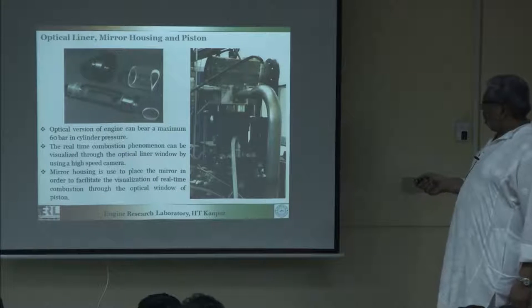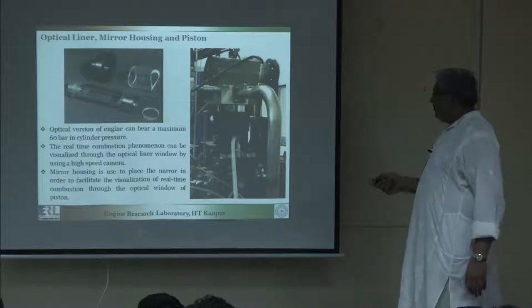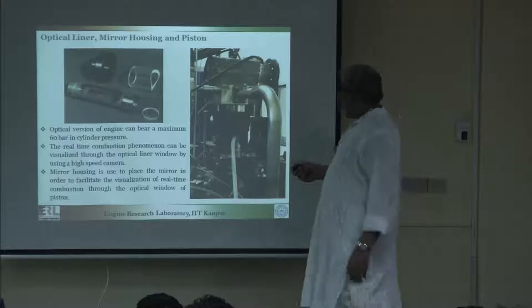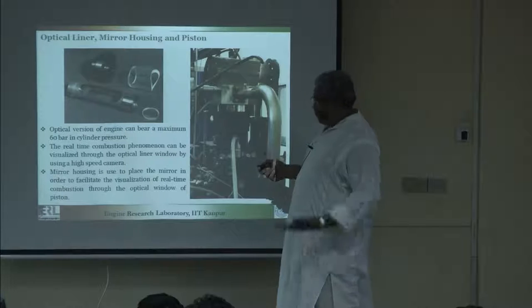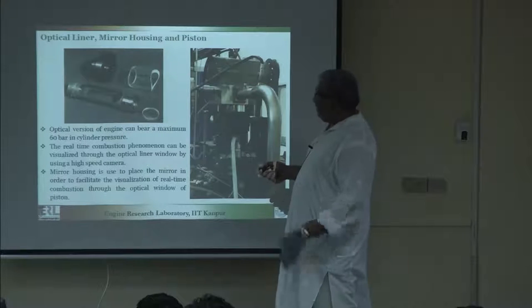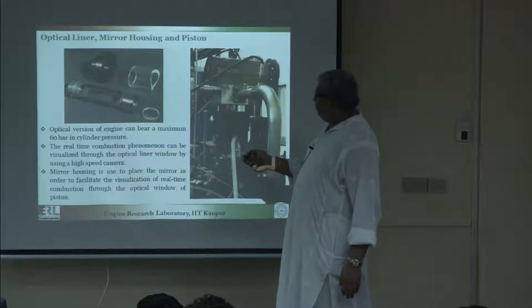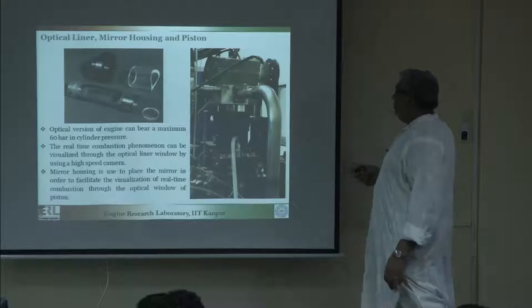So, this is the example of the optical piston. You can see this is the top part of the piston, and this is the slot through which you put a 45 degree inclined mirror, and here you put the piston pins. Okay, and this is the transparent liner.